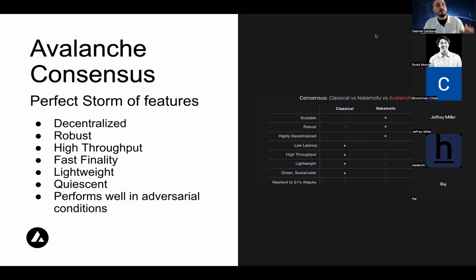In 2018, a pseudonymous group going by the name Team Rocket released a white paper on the Interplanetary File System, the IPFS, describing the third major paradigm shift in the field of consensus. So this new breakthrough was known as Avalanche Consensus. And Avalanche Consensus is really the perfect storm of features from classical and Nakamoto Consensus.